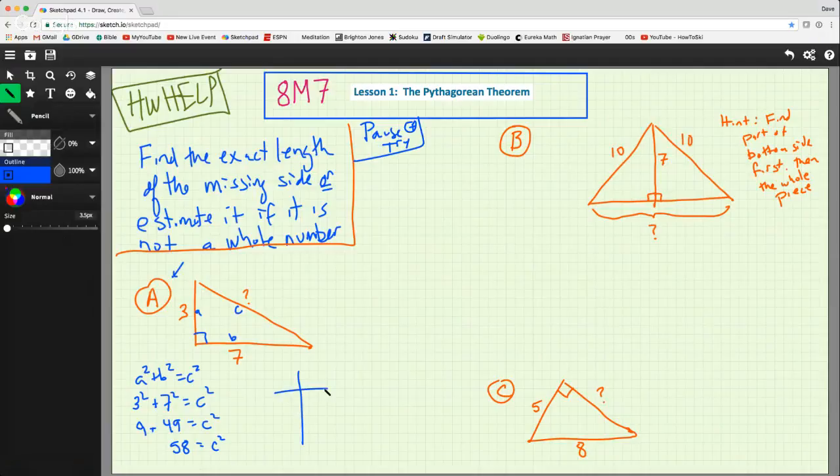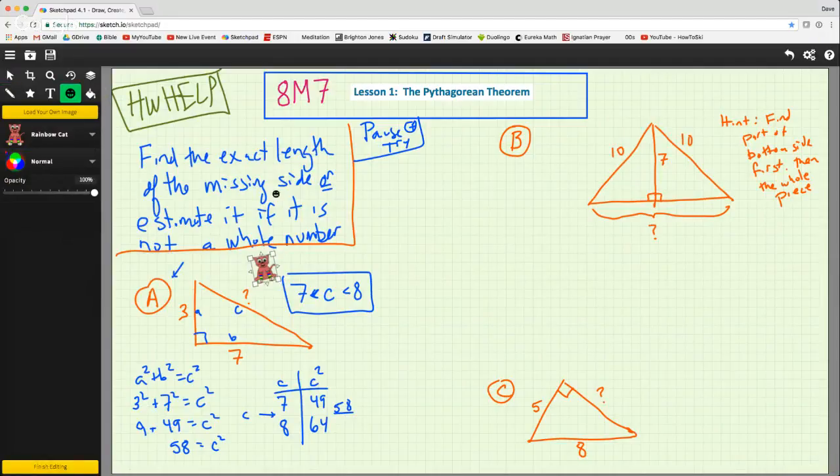If we do a chart, you don't have to do these charts if you don't want to, but I do them because I find them very helpful. I'll say, well, 7 squared is 49 and 8 squared is 64. So I know that my c squared is 58, and my c has to be between 7 and 8, because c squared is between 49 and 64. So 7 is less than c, which is less than 8. So c is between 7 and 8. So let's lay down a happy cat for that guy.